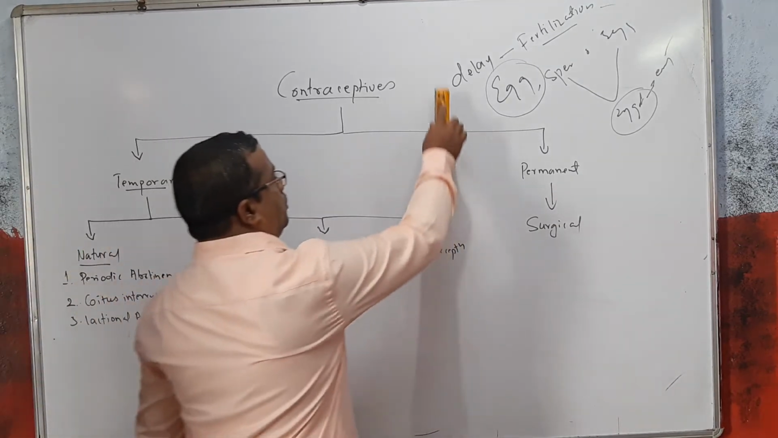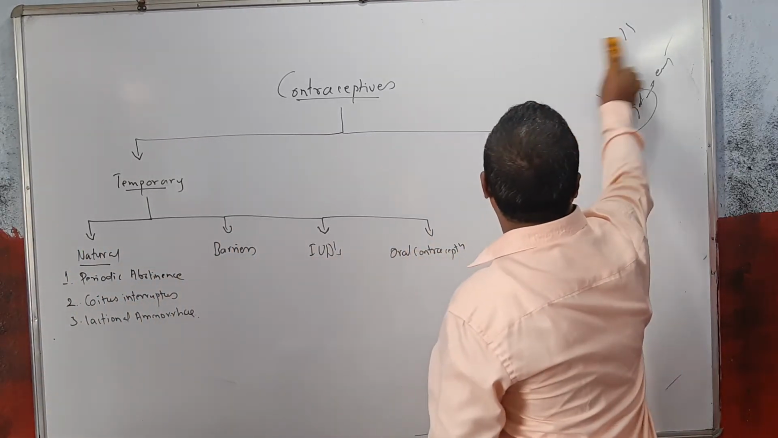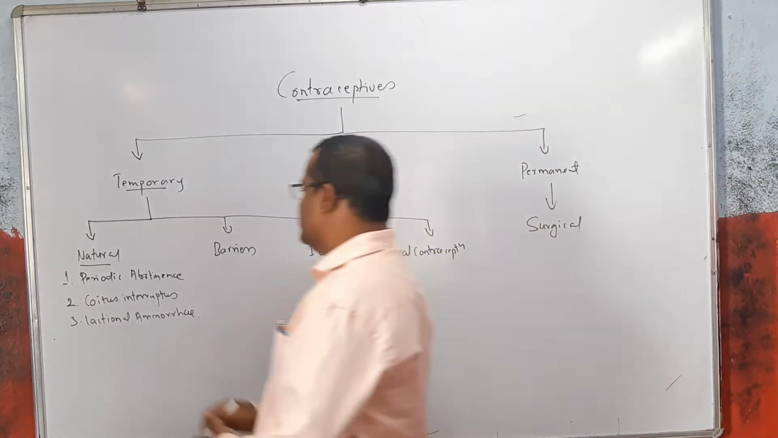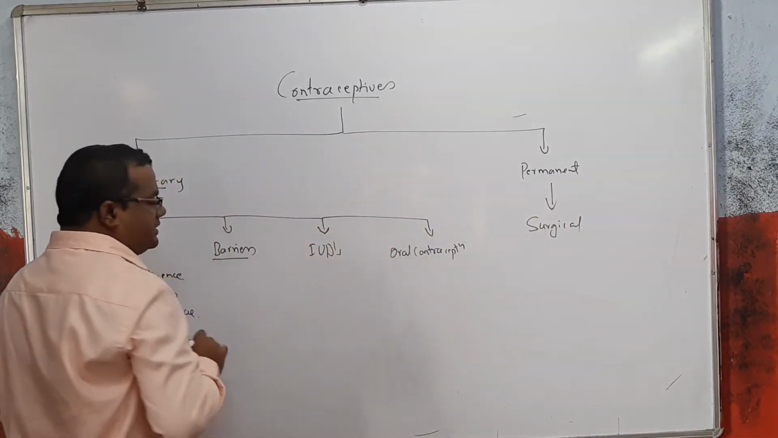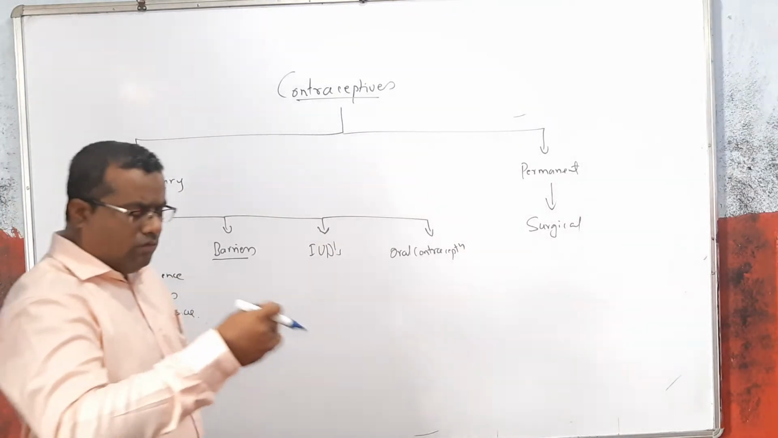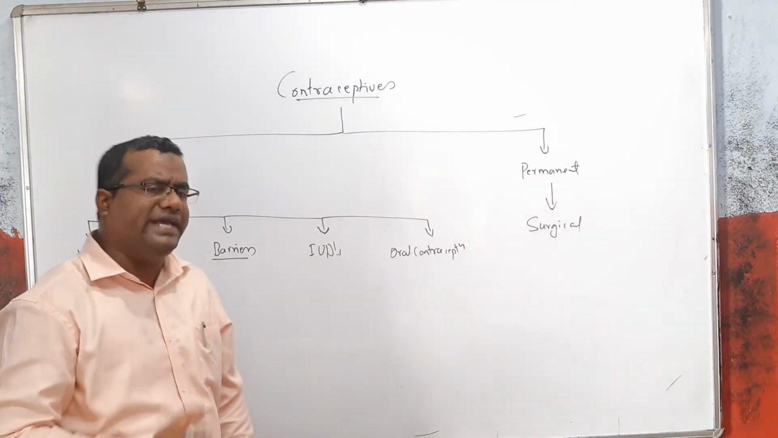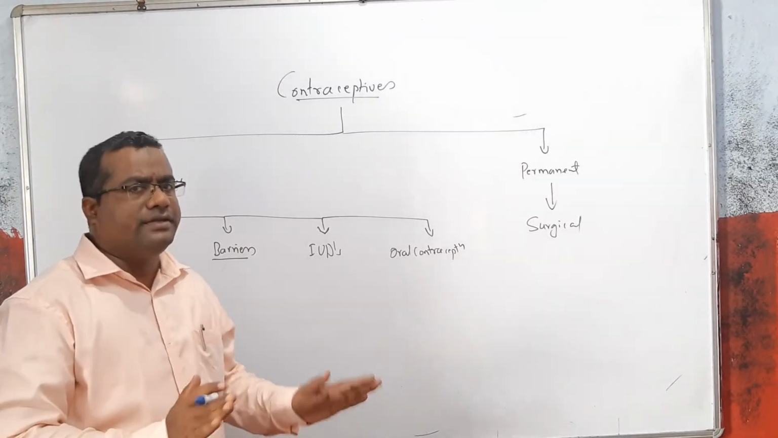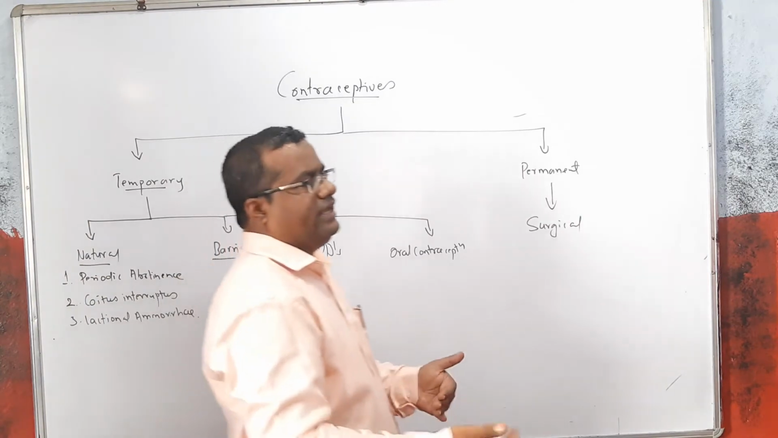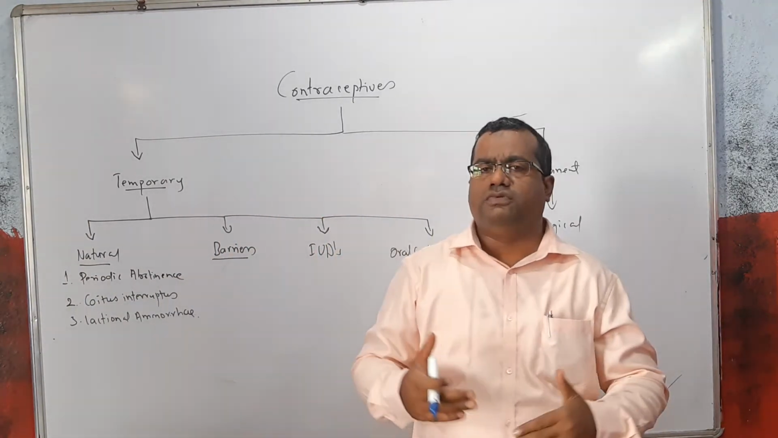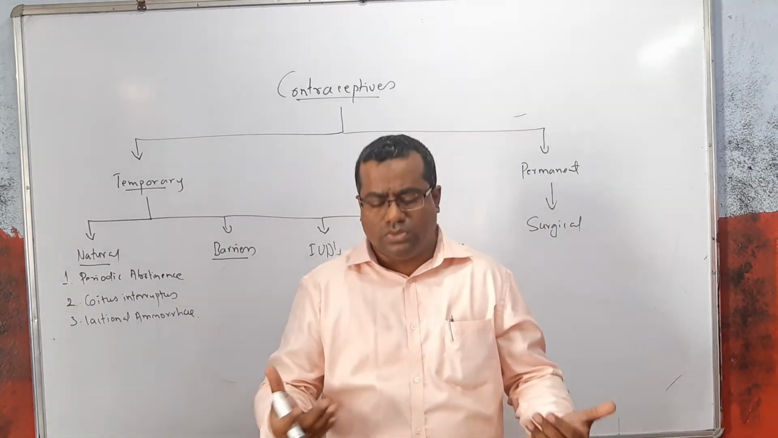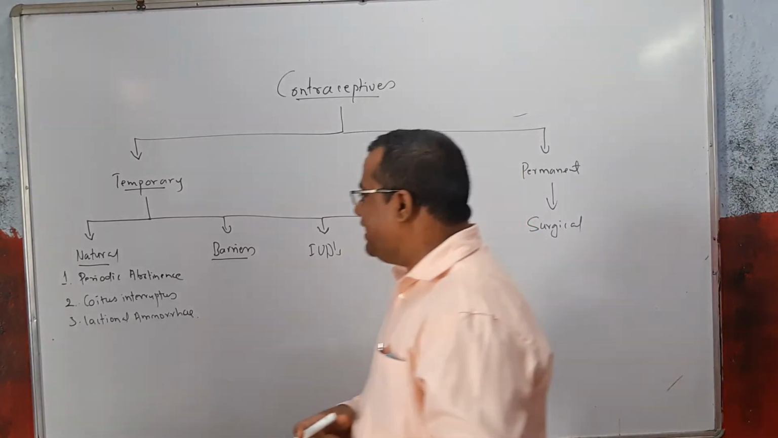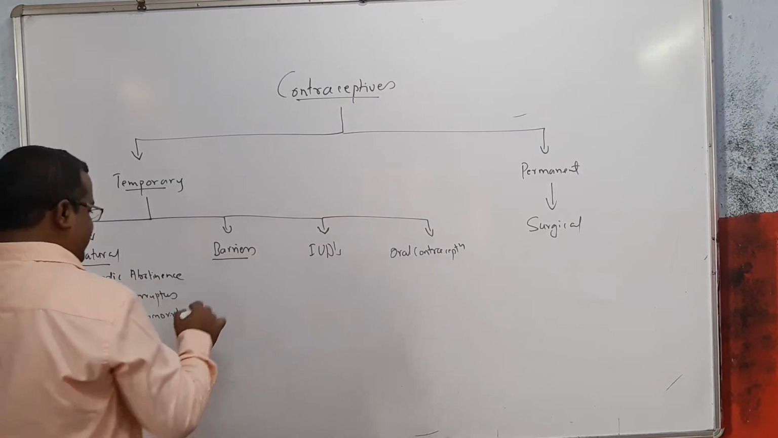Now we look at the next one. That is the barrier methods. Some materials are used to make a barrier between the fusion of egg and sperm. Egg and sperm should not be allowed to fuse, should not be allowed to join. Those are called barriers. And in the barrier category, there are certain types.